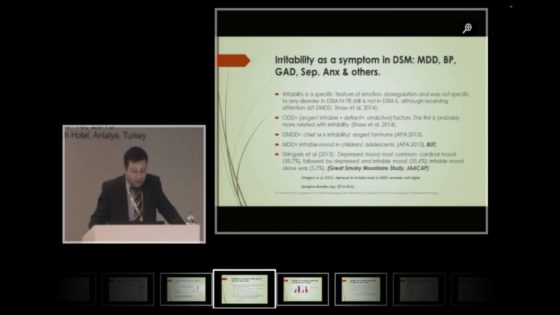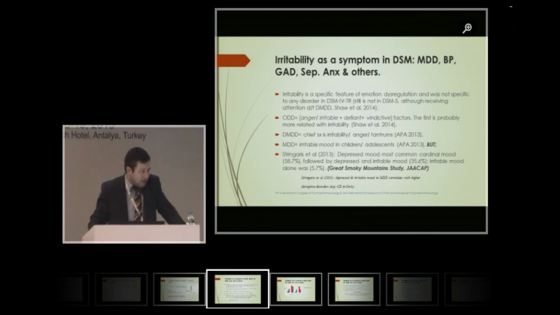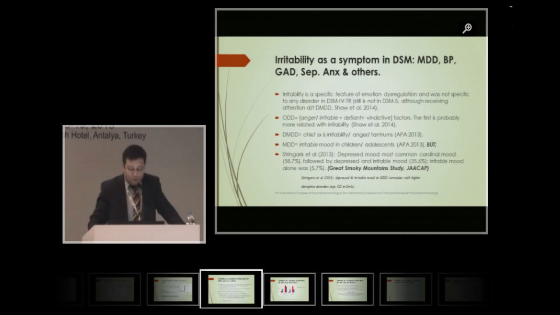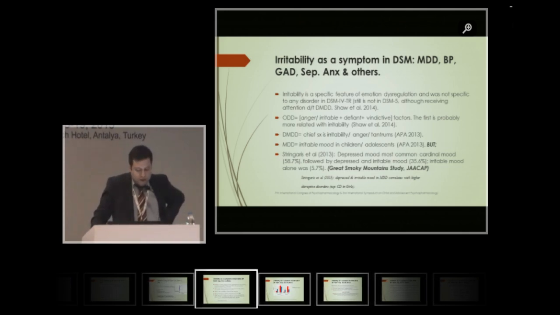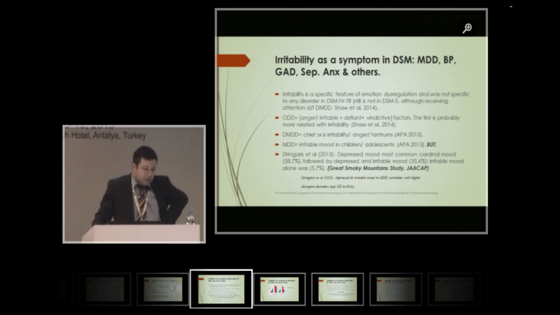But Stimguys has a 2013 study. They looked at Great Smoky Mountain study data. They have depressive situations, depressive and irritable, and only irritable in depressive episode is 5.7% in this study. Depressive and irritable mood situations during depressive disorder is especially prevalent for girls.